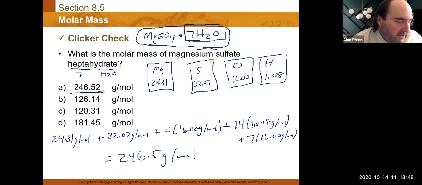Any questions on that there? Any questions on Avogadro's number, molar mass, going from grams to moles to atoms, molecules? Any questions on any of that stuff there?